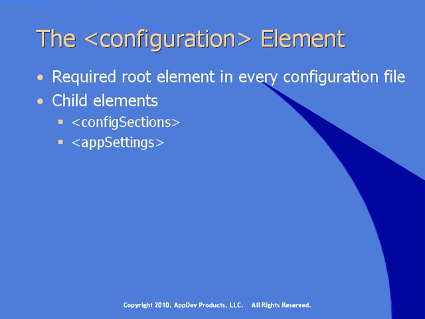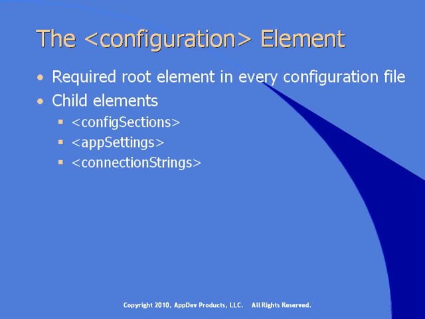The App Settings element contains custom application settings, such as file paths, XML web service URLs, or other information. App Settings also contain optional add, clear, and remove elements that allow you to add, clear, and remove references from the collection of settings within this element.